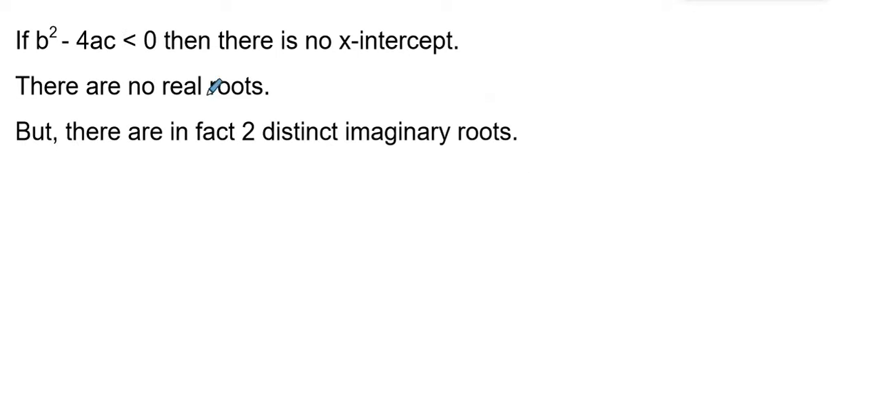The next scenario is, what if it was less than 0? If it's less than 0, then there's no x-intercept. And you've seen parabolas like this before. It's been vertically translated up or down so that it doesn't cross the x-axis at all. There's no real roots. But actually, there are, in fact, two distinct imaginary roots.